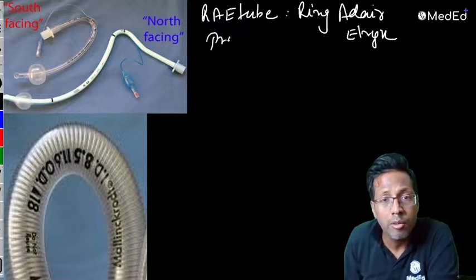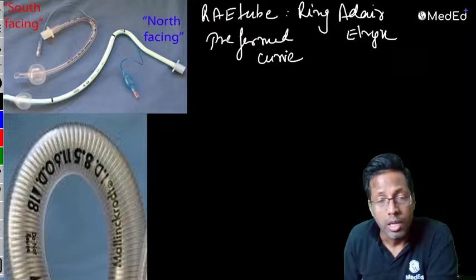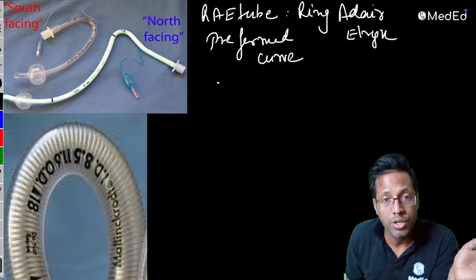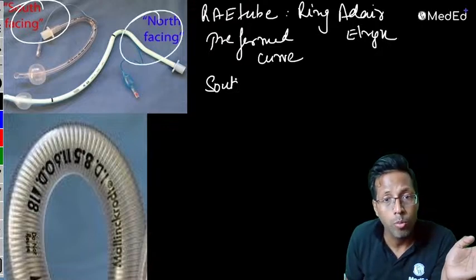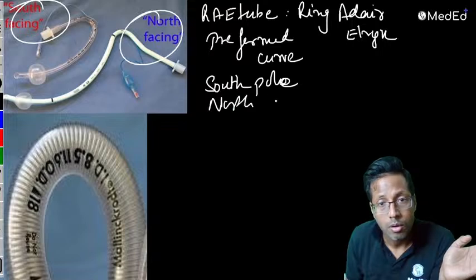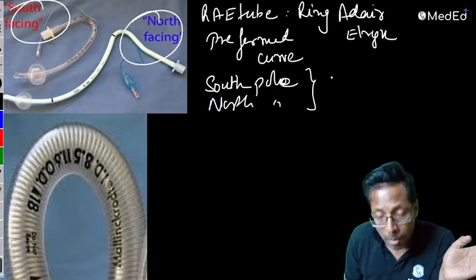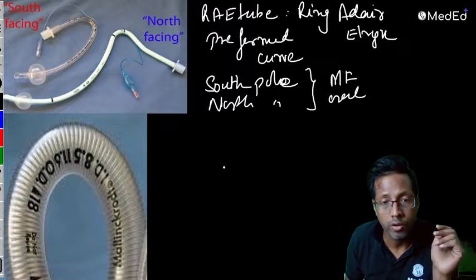It has a pre-formed curve. If it faces the foot of the patient, it is called a south pole tube, which you can see over here. The other one is called a north pole tube. So this is the south pole or the north pole. This is used in maxillofacial or oral surgery, cleft lip, cleft palate, or any oral surgery.